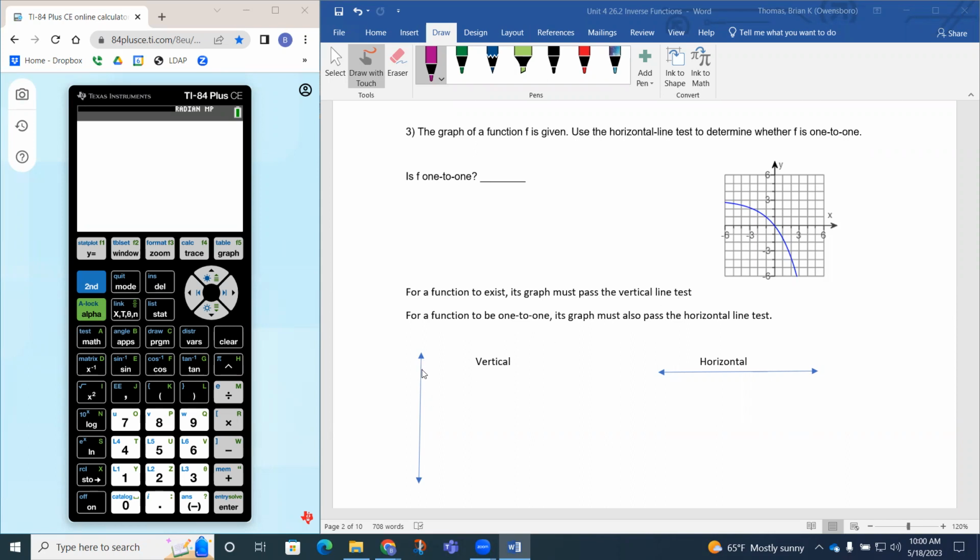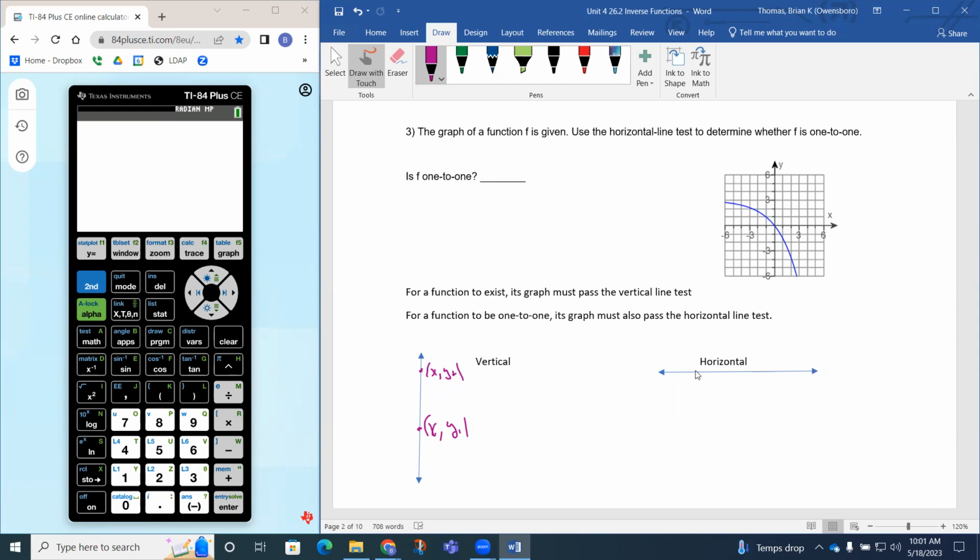Because remember, if you're on a vertical line, you have the same x value, but you'd have like a y1 here. You'd have the same x value, and you'd have like a y2 here. So the x value would be assigned to two different y values, and that can't happen with a function. So the vertical line test weeds out any repetitions in the x values.